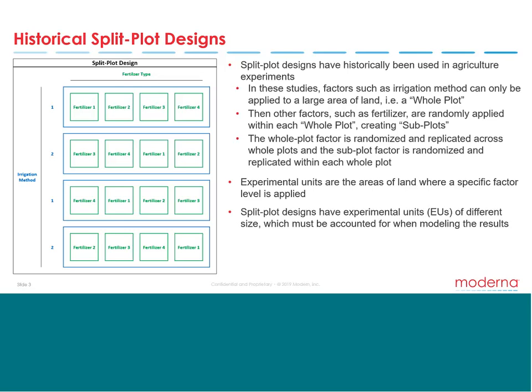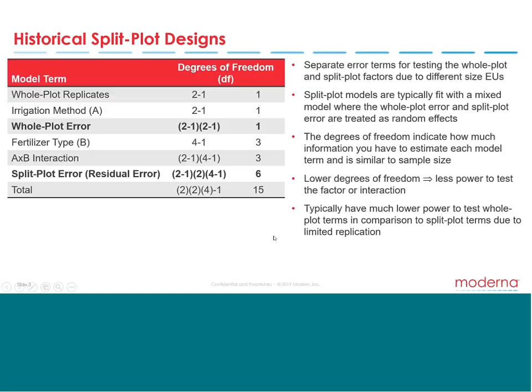So in this case, our whole plot factor is our irrigation method because it's applied to a large plot of land, and our fertilizer type is then replicated within each whole plot and randomized. So what this really does is it gives us different size experimental units for our different factors of irrigation method and fertilizer type. And it's because the irrigation method is over a different area of land than the fertilizer type. So this really impacts how we model and look at the results.